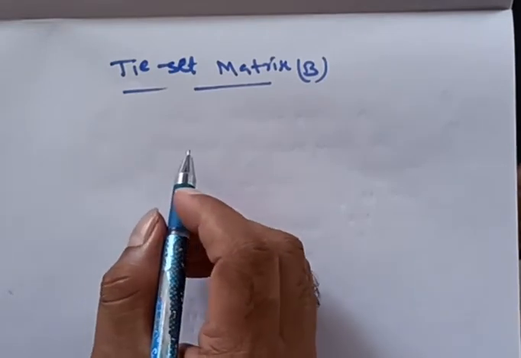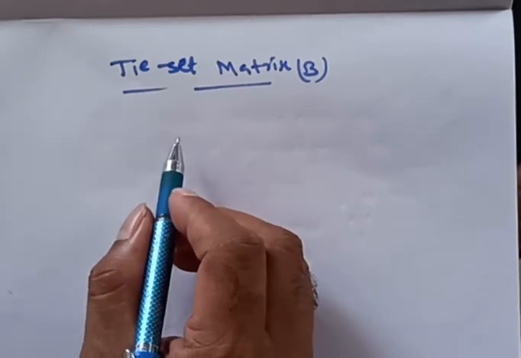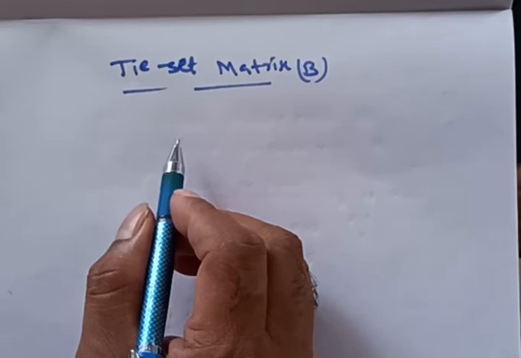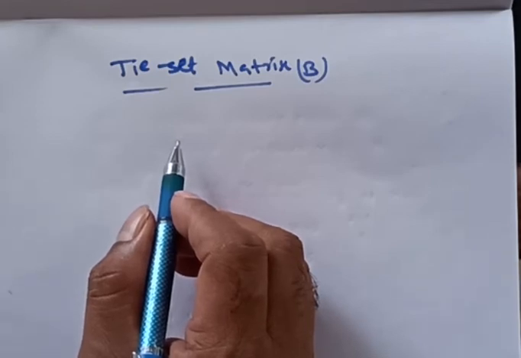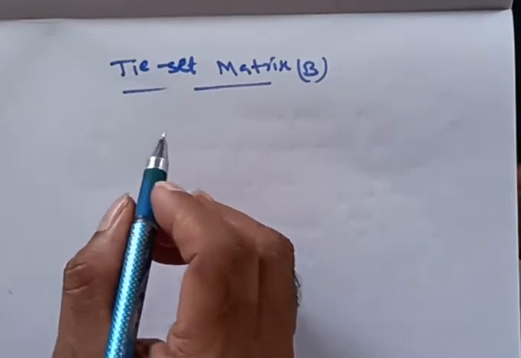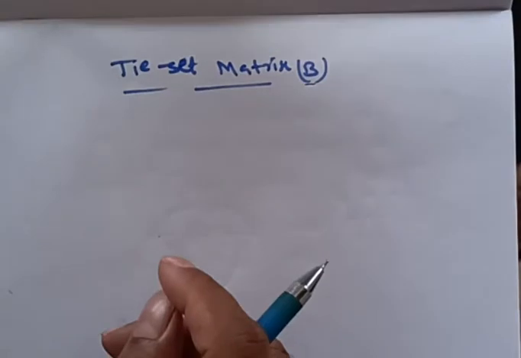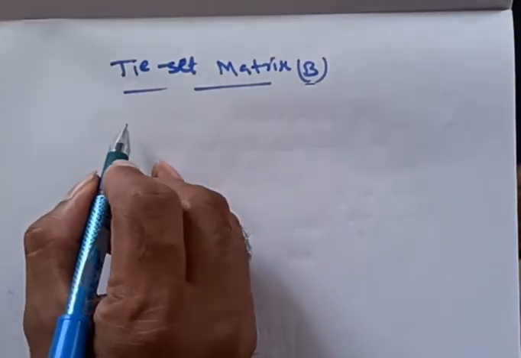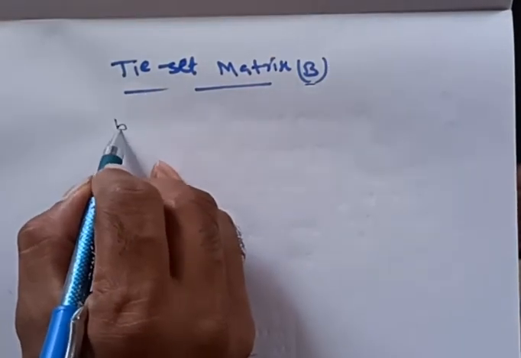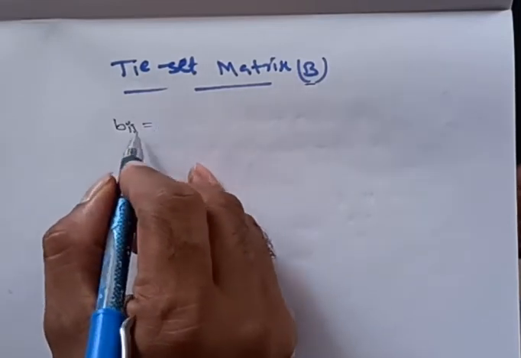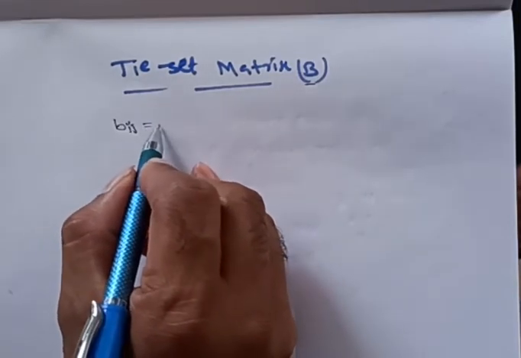Now, what exactly can the tie-set matrix be used for? We can find the mesh currents present in the loops. The tie-set matrix is represented with a B. Now, what is the criteria to fill the tie-set matrix? Let us assume Bij is the entry for the ith loop and jth branch.